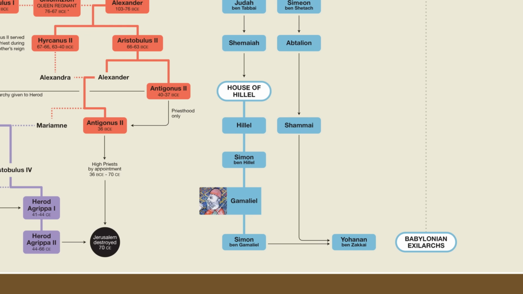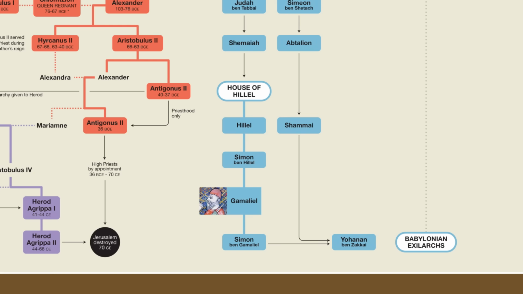The final event I want to point out on this chart is the destruction of Jerusalem, including the Second Temple, in 70 CE. The leader of the Sanhedrin at this point is Simon, the son of Gamaliel. Both he and the final high priest are murdered during the destruction, and afterwards the oversight of Jewish law passes to a man named Yohanan ben Zakkai, who sets up the first rabbinical school in the nearby town of Yavne.